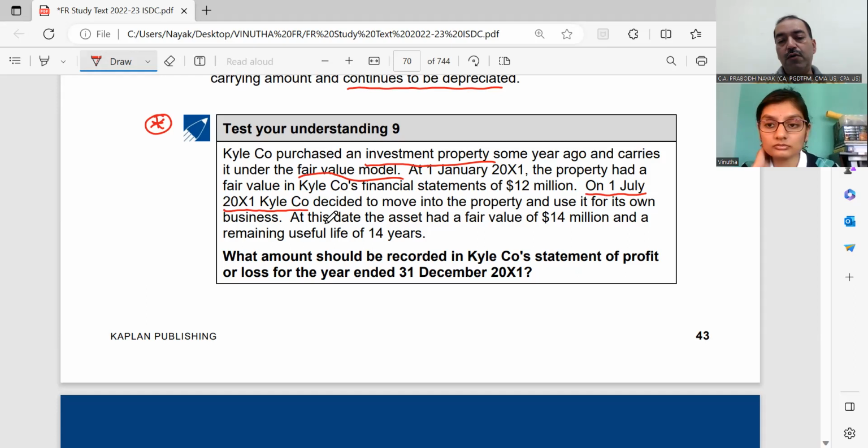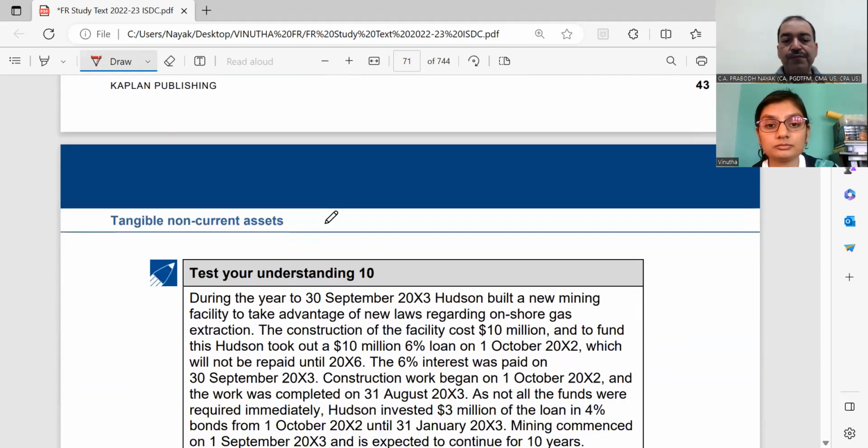Now, after that, what will you do? That $14 million is going to be written off over a period of 14 years. So the depreciation as per the new method, that means once it is IAS 16, then 14 million divided by 14 years, it will be 1 million depreciation charged to SOPL debit side. So SOPL debit will have $1 million as depreciation. SOPL credit will have profit on revaluation, that is $2 million. Okay, so that is the answer for it.